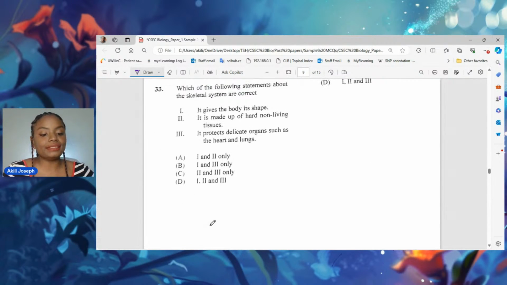Which of the following statements about the skeletal system are correct? It gives the body shape. It is made up of hard, non-living tissues. It protects delicate organs such as the heart and the lungs.